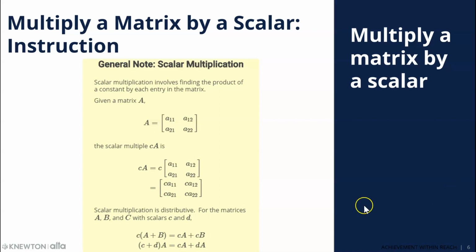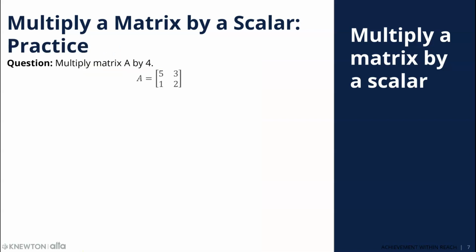So for instance, for matrices A and B with scalars C and D, if you want to find C times the quantity A plus B, this is similar to finding CA first and CB and adding them. And also, C plus D times the matrix A is equal to CA plus DA. To illustrate this, we consider the following example. Multiply matrix A by the scalar 4.